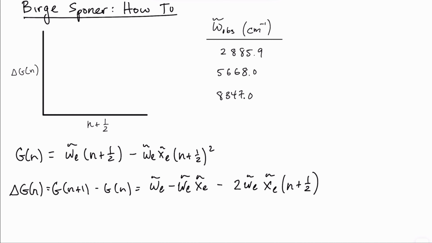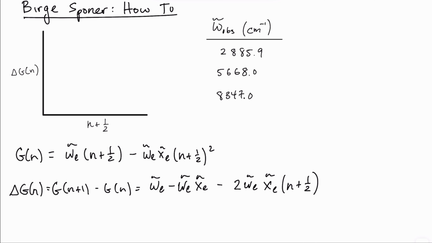The basic idea of the Birge-Sponer analysis is that, instead of trying to fit this, we turn this into a line problem, and we're going to fit delta G of n, where delta G is, confusingly, not the same thing as the Gibbs free energy. We're just looking at the difference between neighboring energy levels. So we look at the energy difference between the n plus 1 level and the n level. That is how we're defining delta G of n.